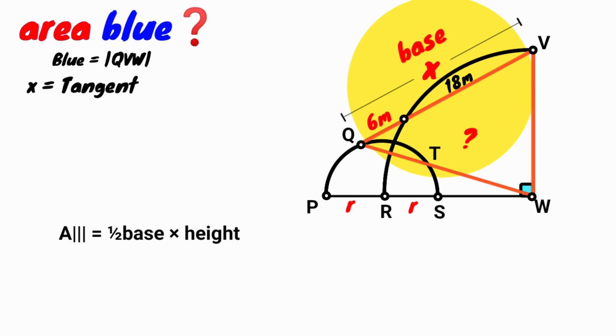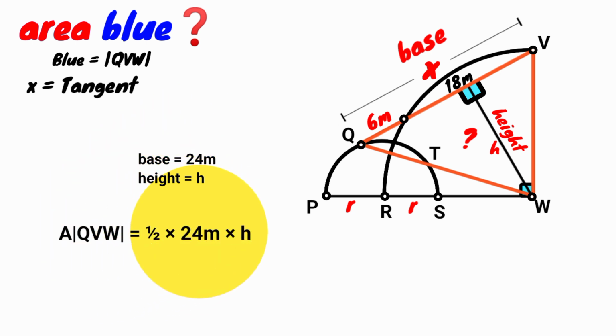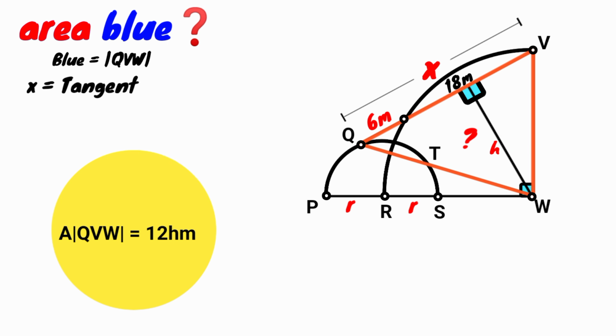We know the height will be a perpendicular to the base from this vertex. Assume the length to be h. So base equal to 6 meters plus 18 meters, which is 24 meters, and height equal to h. Substitute it here. 1/2 times 24 meters times h is 12h meters. So area of triangle QVW equal to 12h meters.